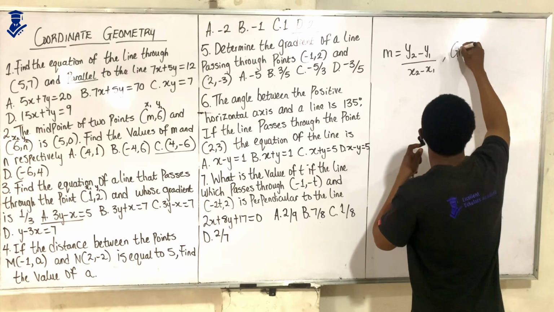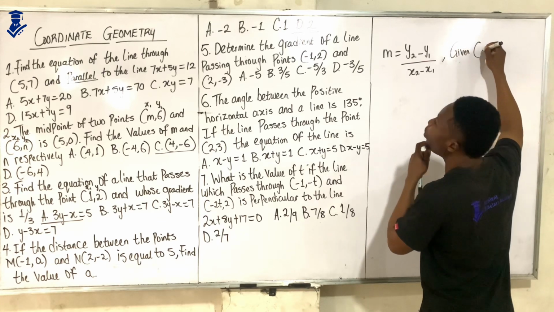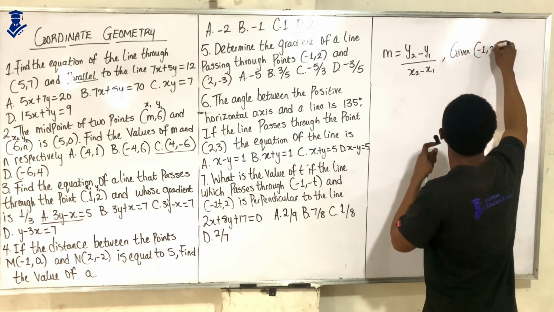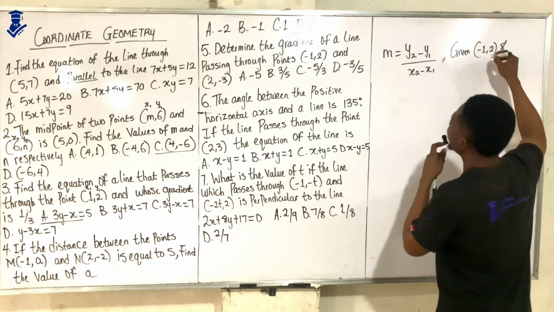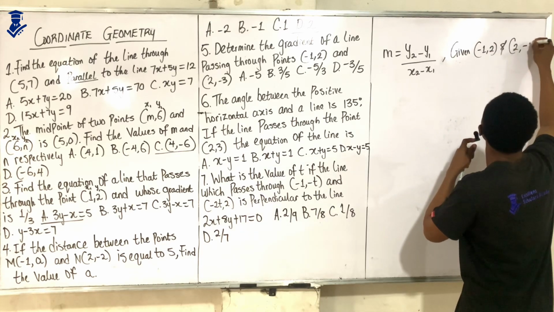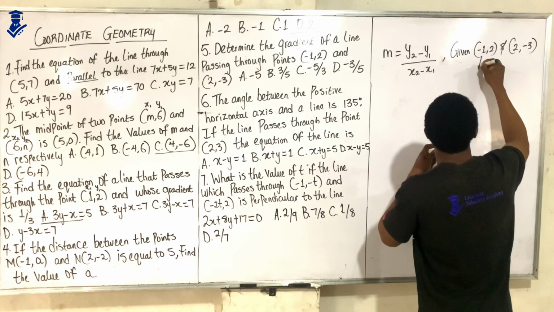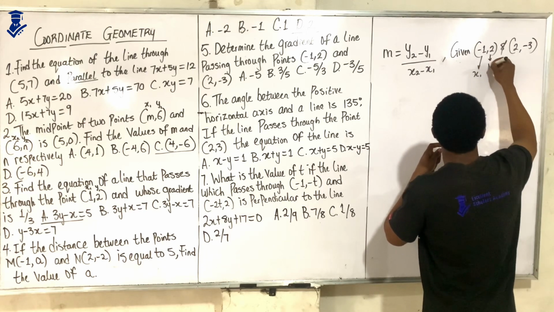So what are we given? We are given point what? Minus 1, comma 2, and we are given point what? 2, comma minus 3. Of course, we know this is what? Our x1, and we know this is our what? y1.